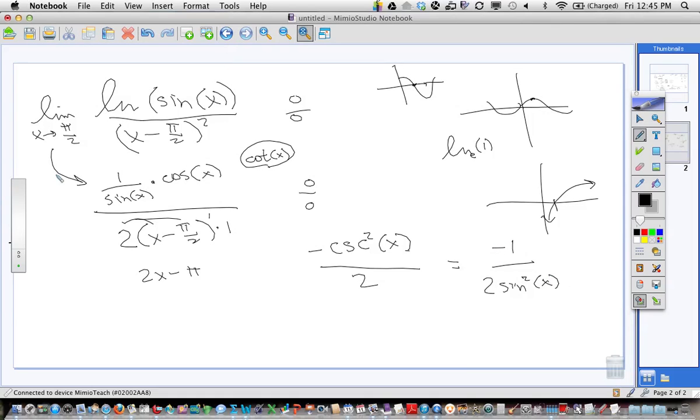And now let's plug in our pi halves. So what's sine of pi halves? That was 1. Squared, 1 times 2. So our answer is negative.